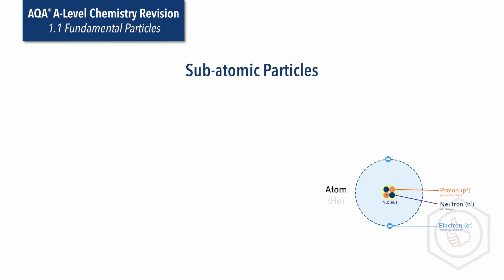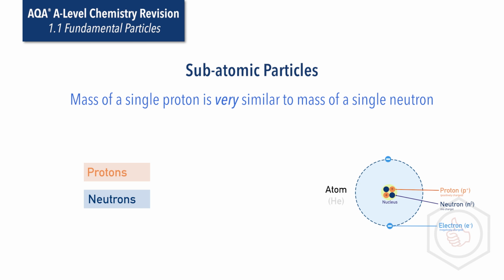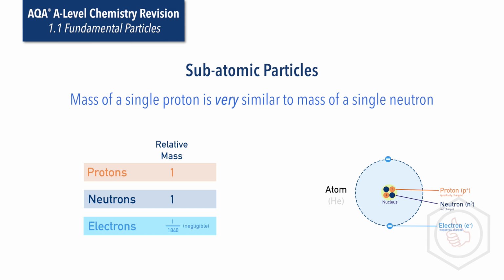The masses of protons and neutrons are very, very similar to each other. They aren't exactly the same, but they're so close that we don't really need to worry about their difference. So because of this, we assign them a relative mass of 1 each. Relative just means compared to each other. The mass of an electron is nearly 2,000 times smaller than the mass of a proton and neutron, meaning it's considered negligible and often isn't used in calculations because it's so small.